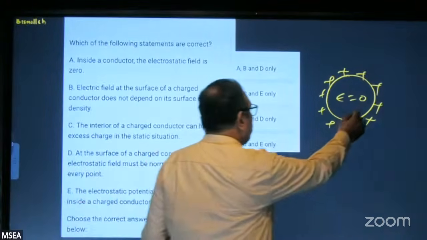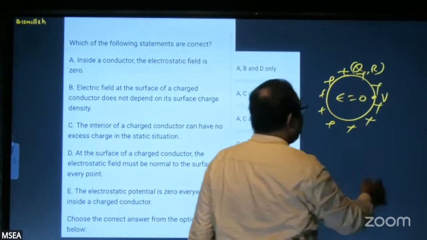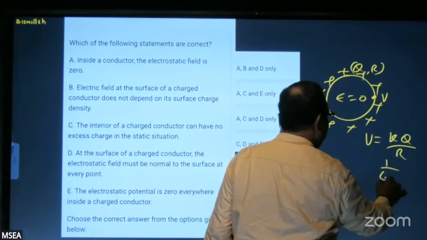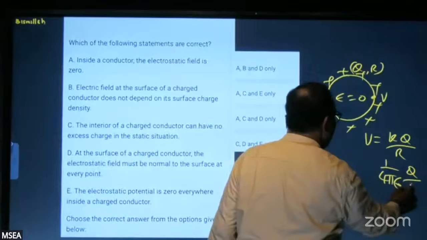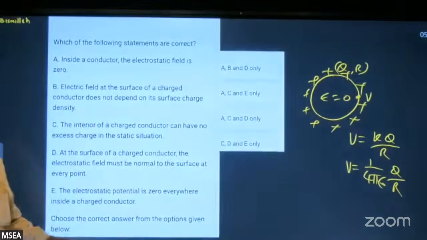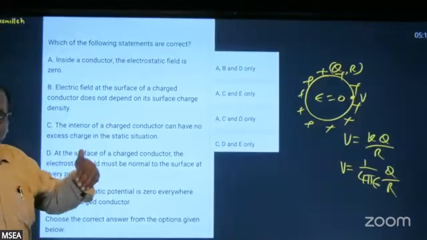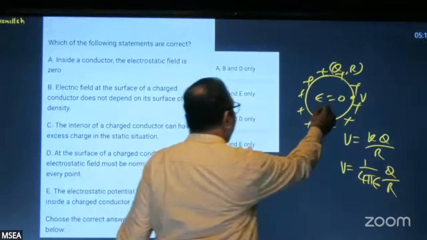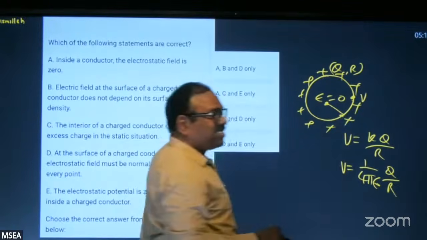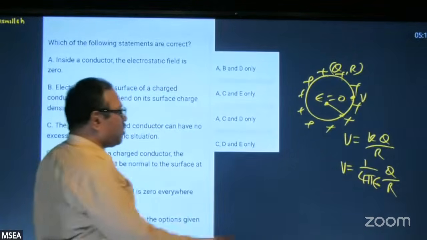So that means, let us take a charge q and radius r. Then the potential on the surface is kq by r, or 1 by 4 pi epsilon naught times q by r. This is the potential on the surface of a charged conductor. Then what is the potential at the center? Potential at the center is not zero. Potential at the center is the same as the surface. So the potential from center to the surface is the same.